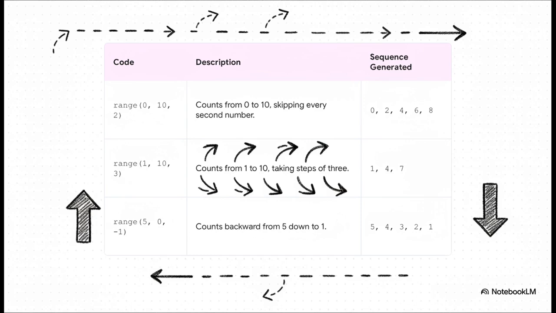But look at that last one. This is the real game changer. A negative step tells it to count backward. So range(5, 0, -1) starts at 5 and counts down to 1. How cool is that? This opens up so many possibilities.